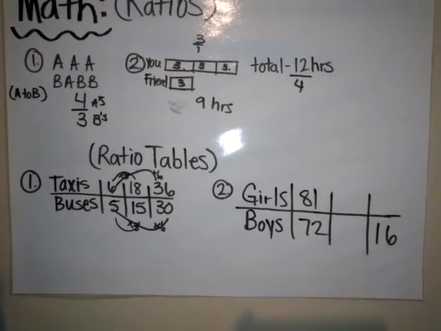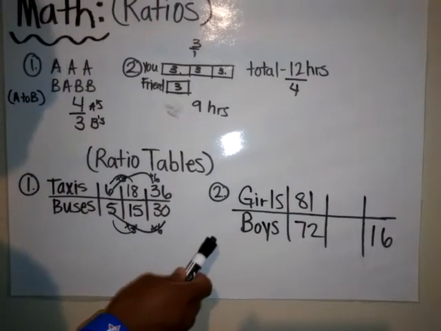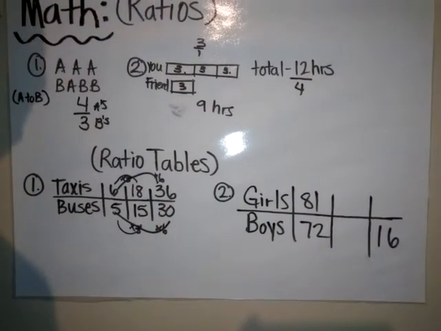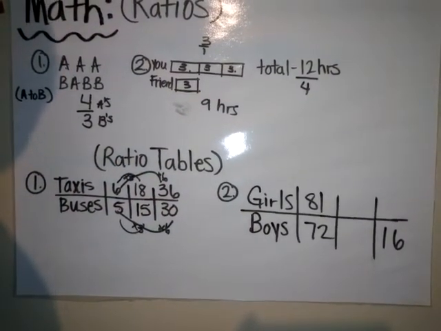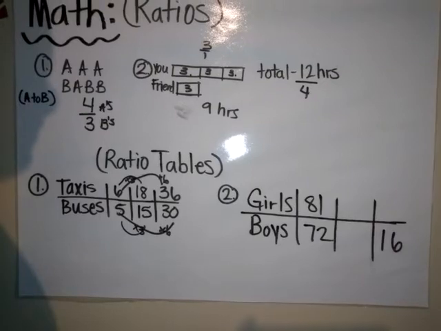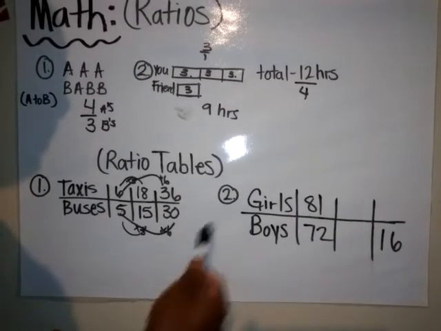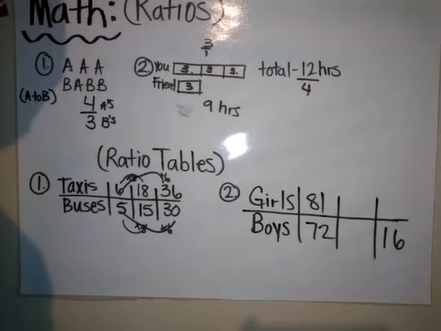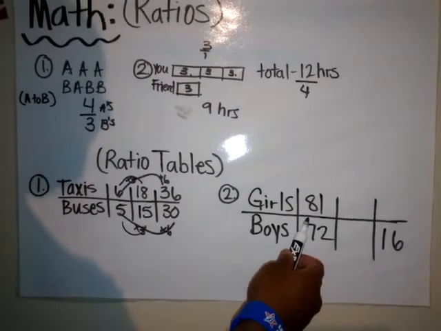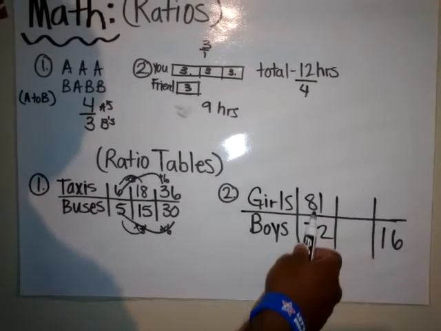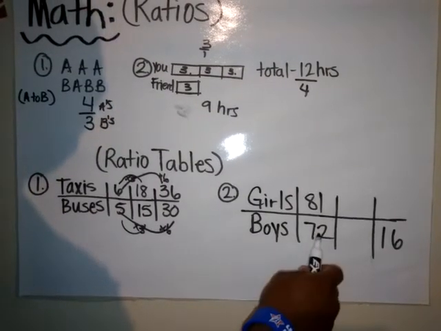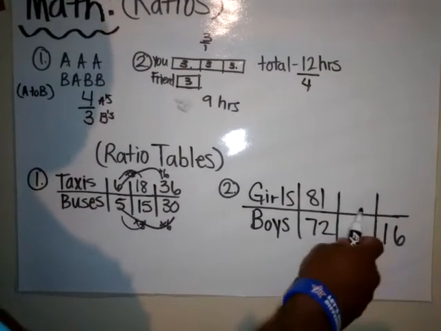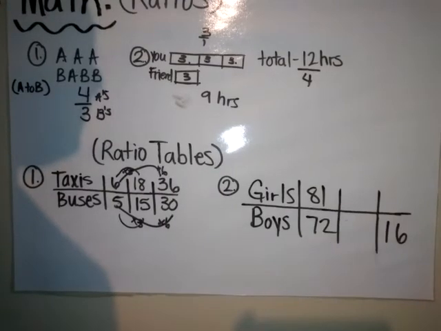All right, number 2 here. The comparison we have is girls to boys. Again, this is a ratio. A ratio compares 2 or more things. In this case, these 2 quantities are girls to boys. So this one looks a little different. It's a little unique here. We started from 81 to 72 as our original ratio or fraction. And we're going from 72 to 16. But we have this gap here. This gap is here for a reason.